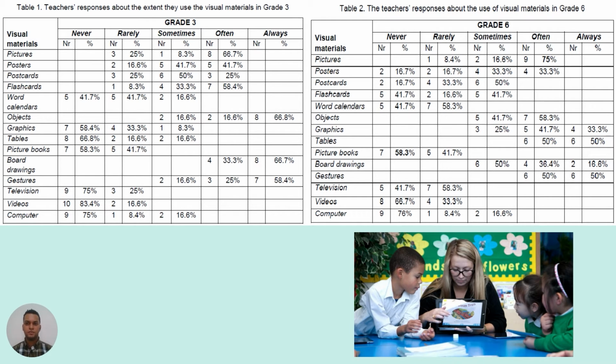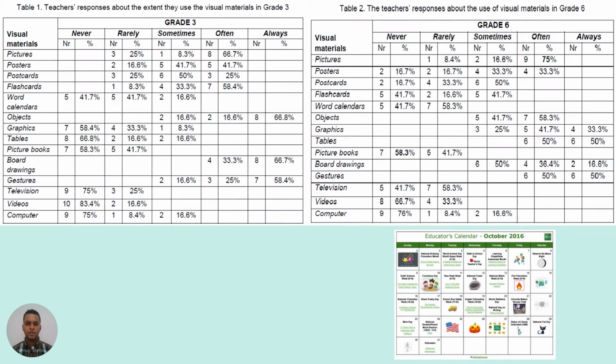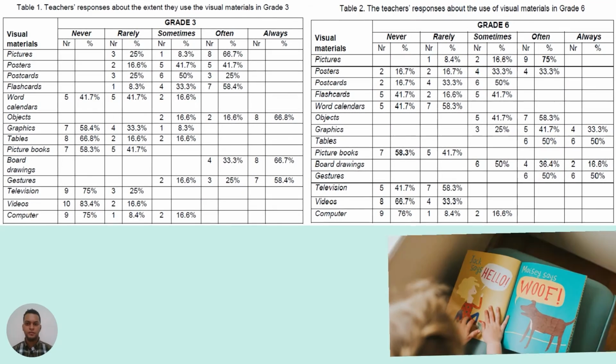It is clearly seen that pictures, posters, and postcards are used in both grades, but flashcards are used 58% more in third grade. This is because they are part of the English books, and young learners like them very much when they learn new vocabulary. Word calendars are rarely used in both grades, but two teachers replied that they use them since the beginning of the school year, and it is used as a mini dictionary for their learners in third grade.